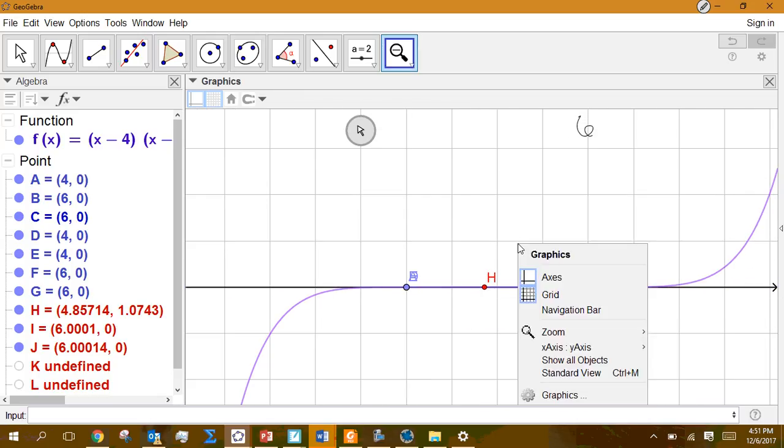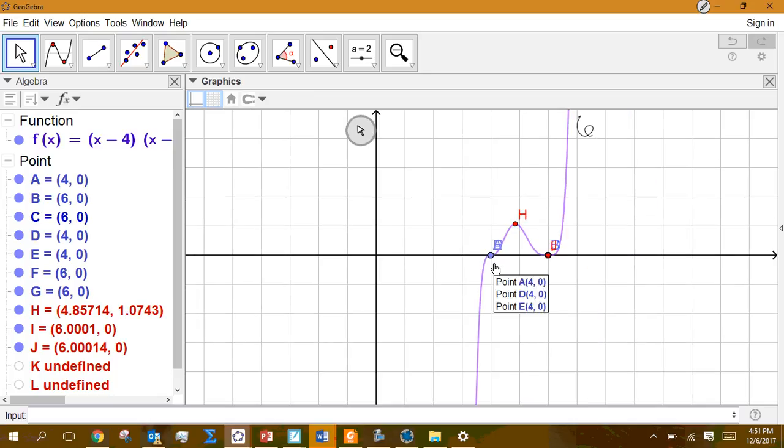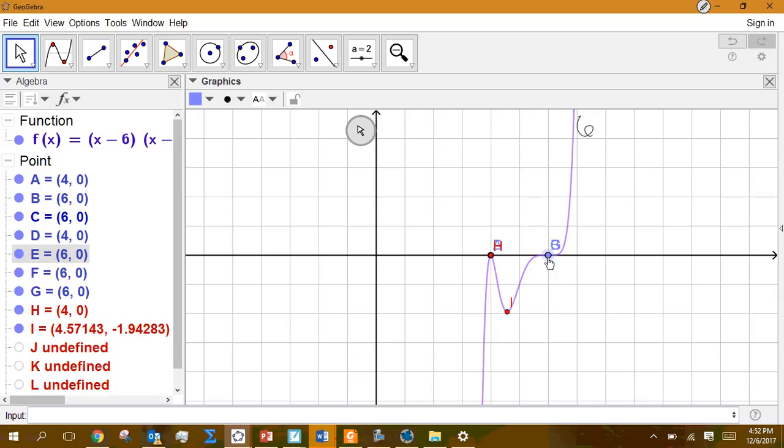Let me actually go back to the standard view. I think you can see those turning points a little bit better there. We were zoomed out pretty far in the Y direction, but you see now that this point here is what we refer to as an inflection point. You've got 2 turning points, the top one there and that one there. But what happens now when all of these points coincide?